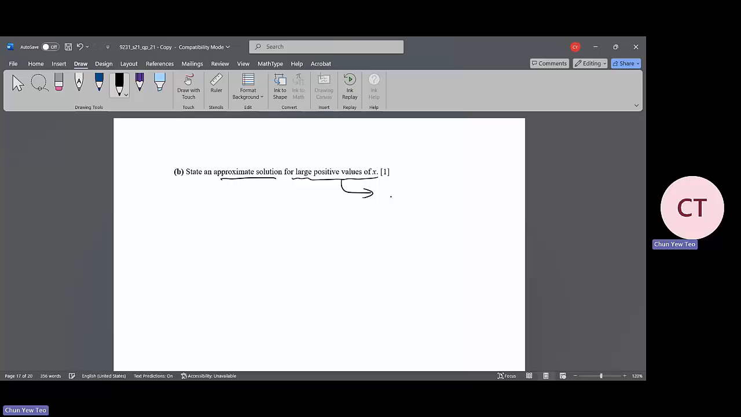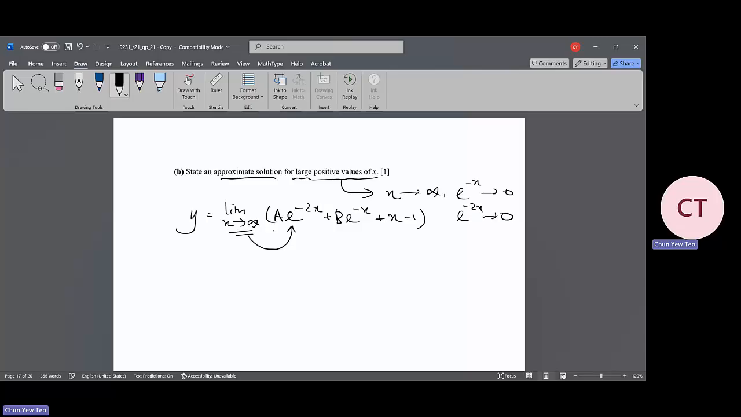So for large positive values of x means your x is approaching infinity. Okay, so what you need to do is just write y equals the limit of x approaching infinity of ae power -2x. Okay, so when x is approaching infinity, this will approach 0. E power -2x also will approach 0. So these two will become 0.